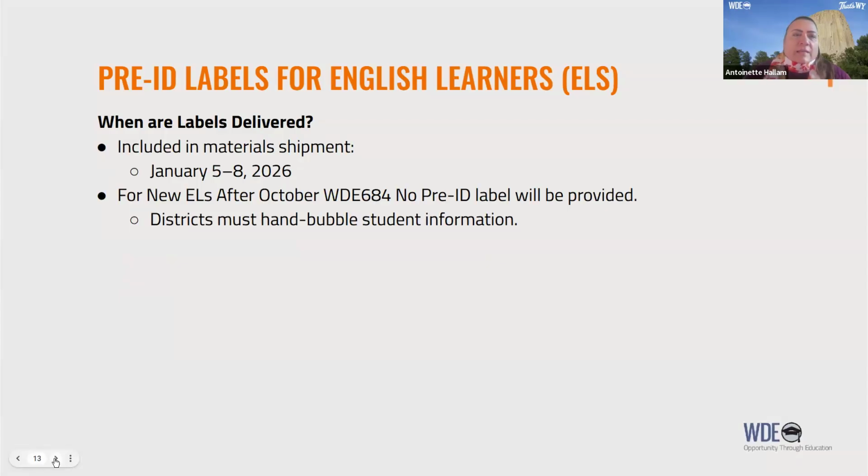So when pre-ID labels are delivered, they will be included in the materials shipment that goes out on January 5th through the 8th. Students who were not reported in that October WD 684, such as those students who enrolled later in the year, will not receive a pre-ID label, and their demographic information will just need to be hand-filled or bubbled in.